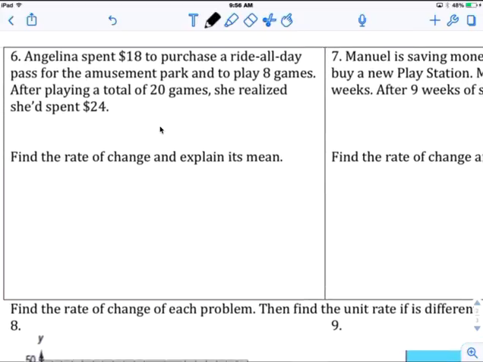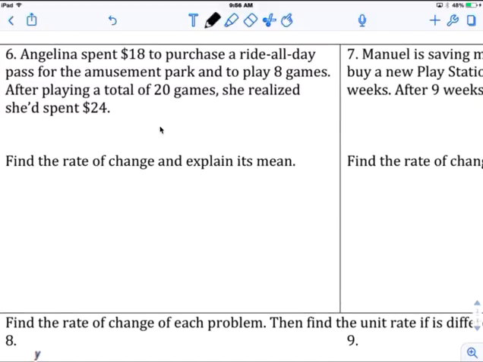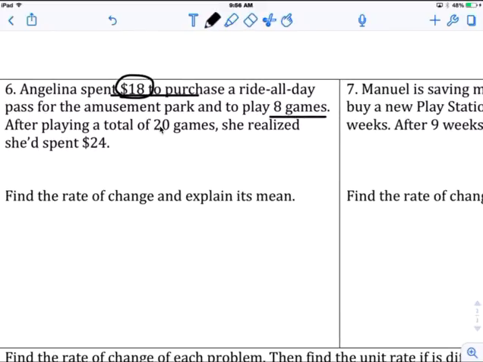On number 6, Angelina spent $18 to purchase an all-day pass for the amusement park to play 8 games. $18 for 8 games. Okay, the dollar is always the cost, so the cost is always y. My other stuff is x. So 8 and 18 is your x1, y1.